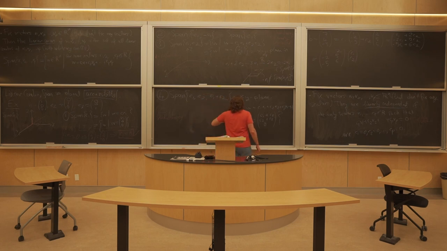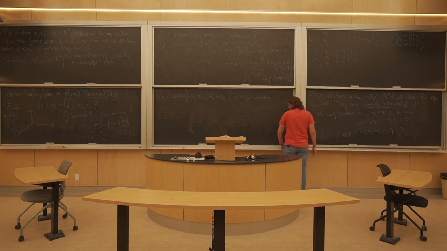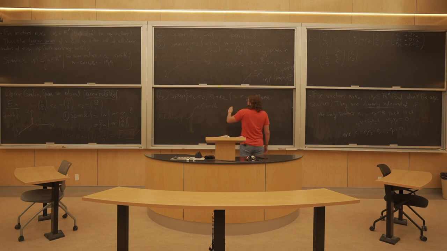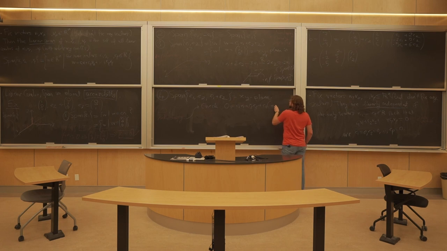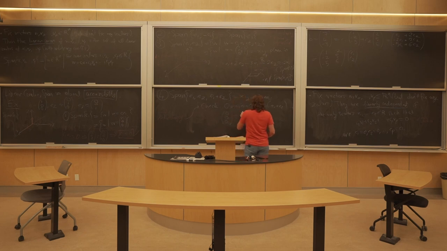Just going to erase this part. So check. I'm setting up the equation 0 equals C1 times E1 plus C2 times E2 plus C3 times (E1 plus E2). That's the third vector. Writing this out explicitly, I get that (0, 0, 0) equals C1, and then C2 here, and then plus C3, and then 0.